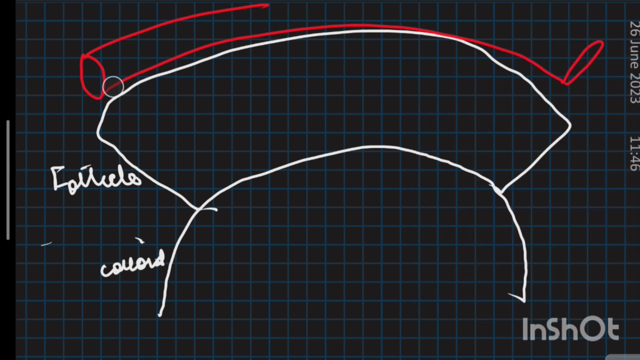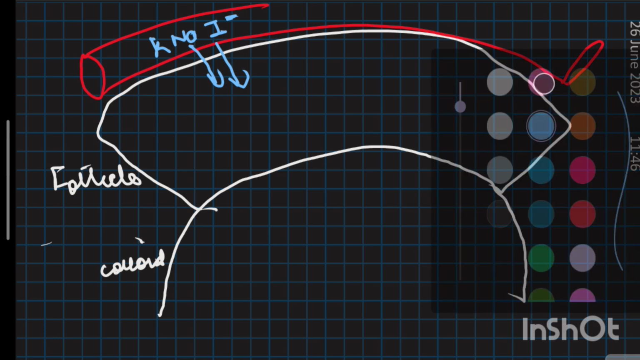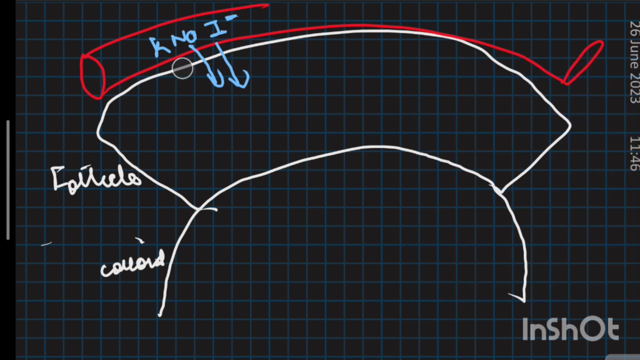Now in blood vessels, what is there? There is sodium iodide and potassium. Now remember, it's not iodine, it's the reduced form of iodine which is called iodide. Now this sodium and iodide enters the follicle with the help of a pump. This pump is known as NIS, the sodium iodide symport.